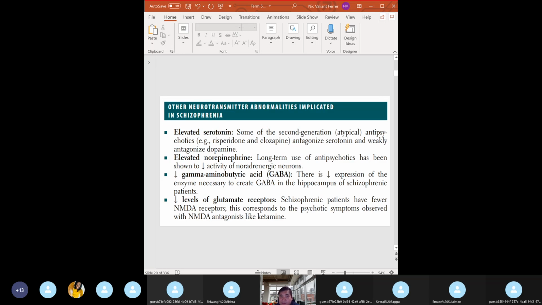Don't forget the neurotransmitters implicated in schizo: elevated serotonin, elevated norepinephrine, decrease in GABA. GABA is the major blank in the brain. Is it the major excitatory or inhibitory neurotransmitter in the brain? GABA. Excitatory or inhibitory? Inhibitory, excellent. Glutamate is the major excitatory neurotransmitter in the brain. Again, schizo: increased serotonin, increased norepinephrine, decrease in GABA, and decrease in glutamate receptors.